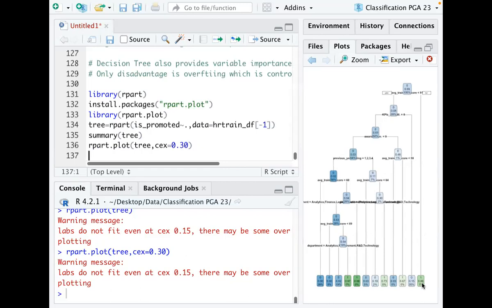That means the rule is like this: less than 90.5, no, means what? It is greater than 90.5, right? Less than 90.5, yes, means what? His training score is less than 90.5. So employees who are scoring greater than 90.5 are outrightly promoted. You can see here 1, right? Directly. So if an employee's average training score is greater than 90.5, he will be promoted.